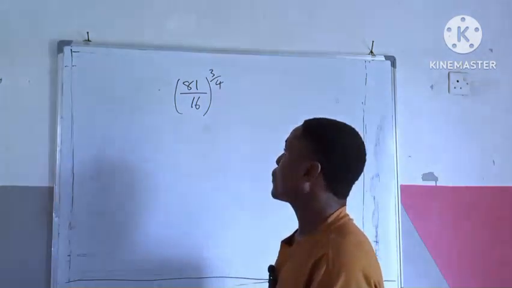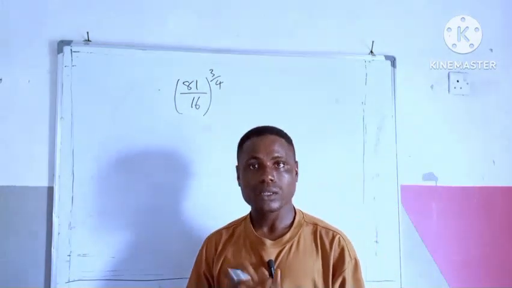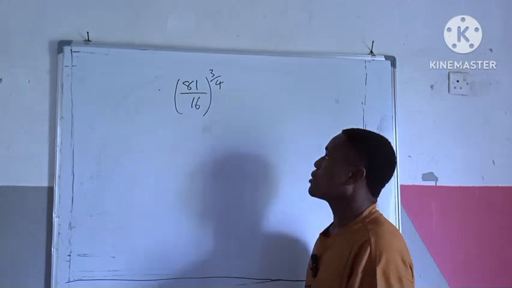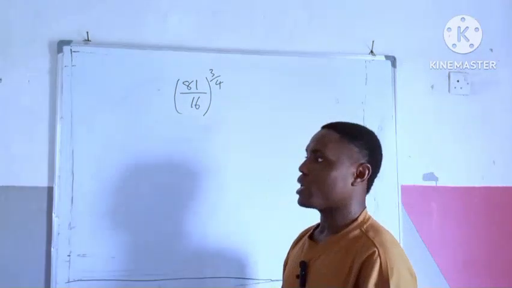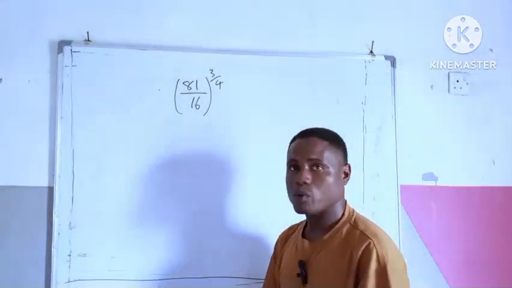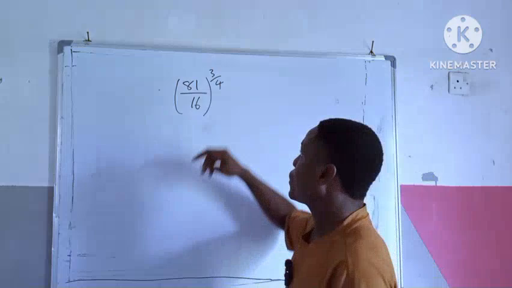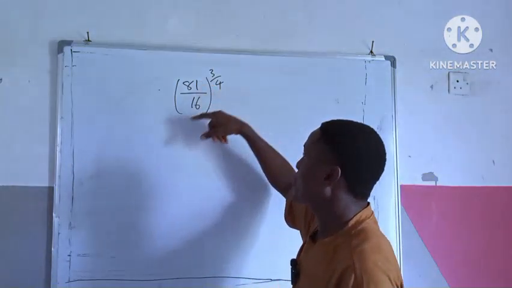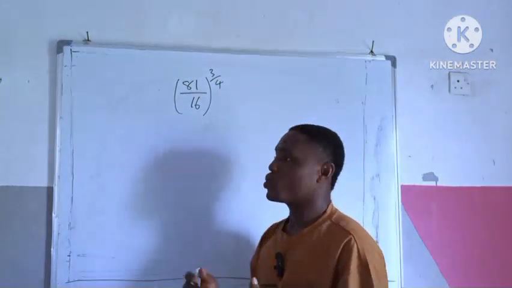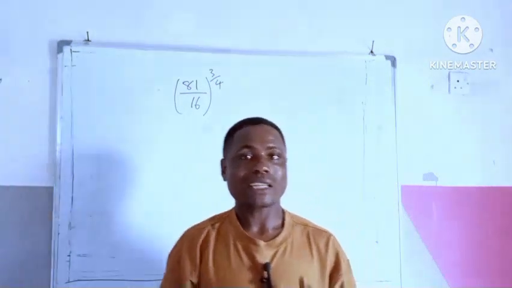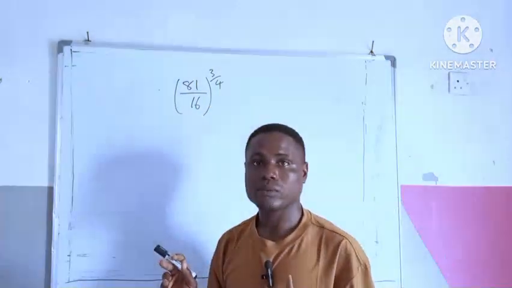So we are given 81 all over 16. Now this question is under indices. We are given 81 divided by 16 raised to power 3 all over 4. If you come across this type of question, this is what we do. It's very simple. The first thing to do is to change both the numerator and the denominator to the index form. So, meaning what number will multiply itself like either 2, 3, or 4 times to give 81.